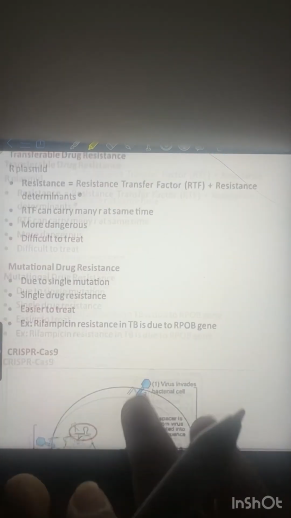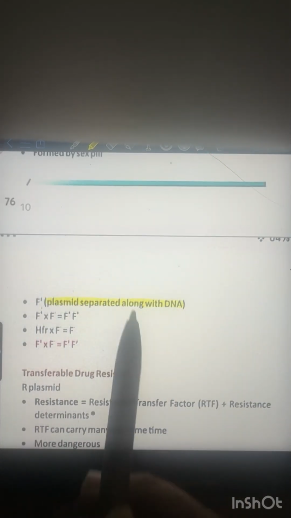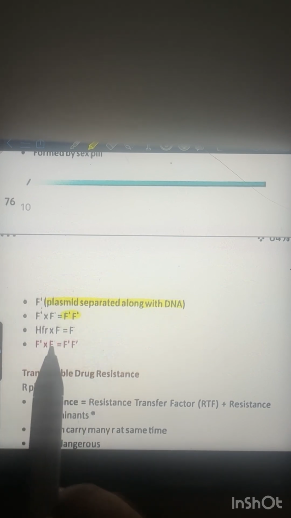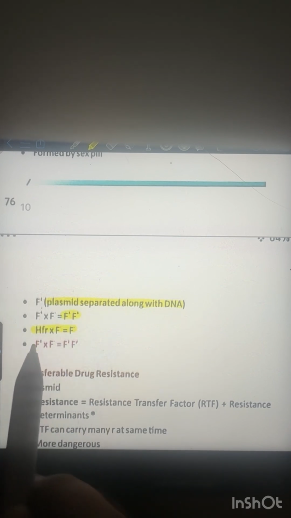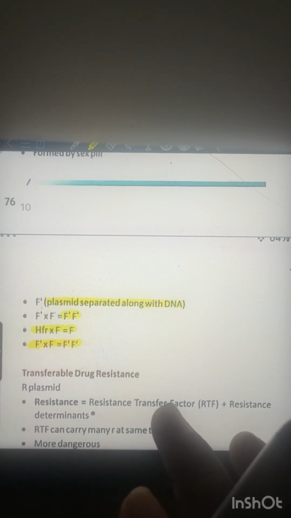Look, whichever male is there in the starting, whether the male is F plus or the male is F prime, if that is going to combine with the female, the female says okay, whatever is coming, I will accommodate. If F plus is coming, female says I will become F plus. If F prime is coming, female says I will become F prime. So female is very adjusting. Whatever the male is ready to give, the female is ready to take. But that relationship story is complicated, right?